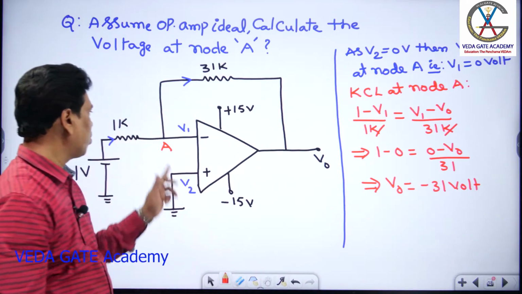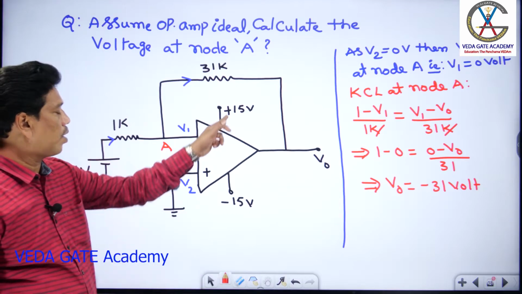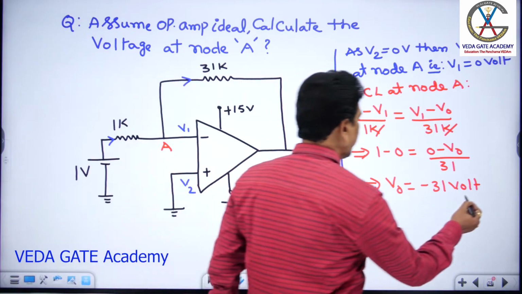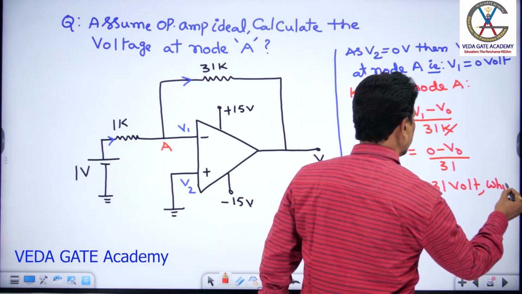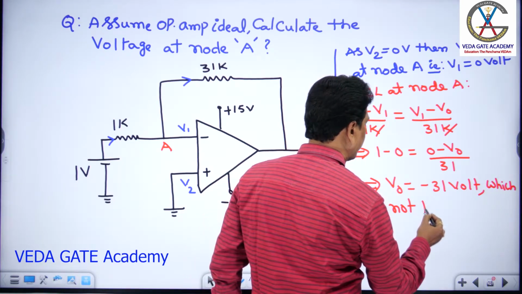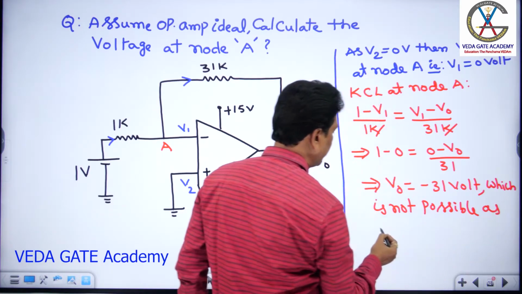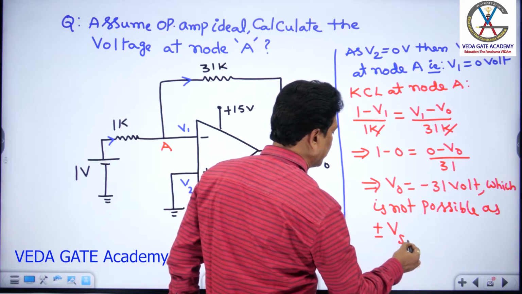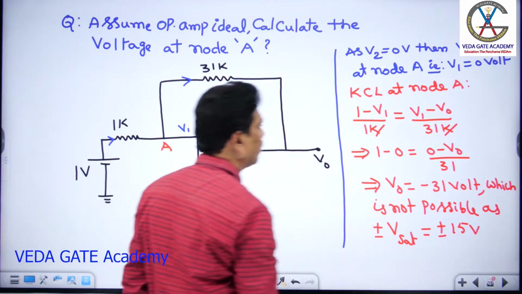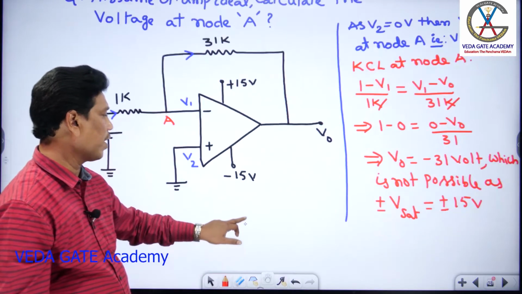So taking the voltage at node A as 0 using virtual ground, V0 becomes minus 31 volt. But you observe that the saturation voltages are plus 15 and minus 15. So this is not possible, right? Not possible, as the plus or minus saturation value is plus or minus 15 volt only. So that thing is not possible there.